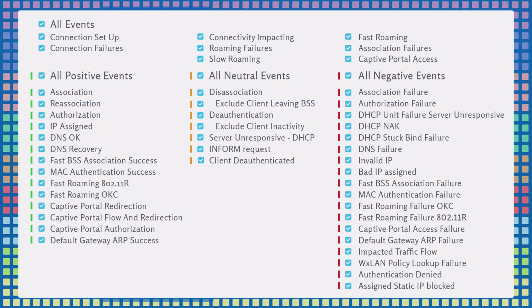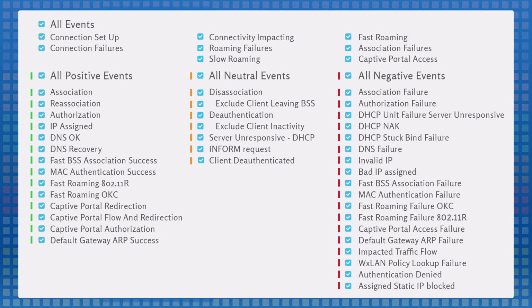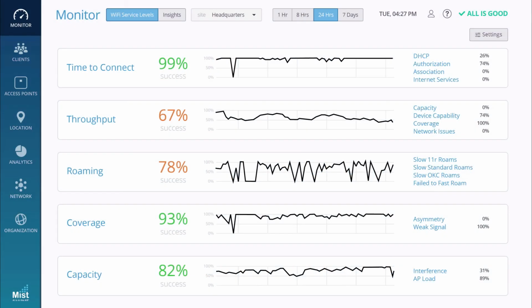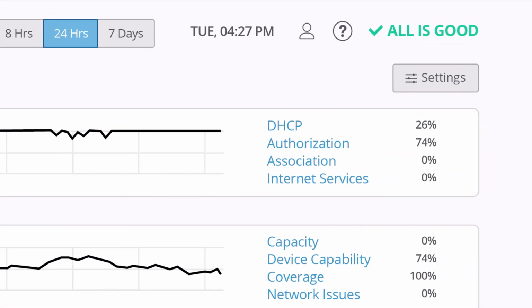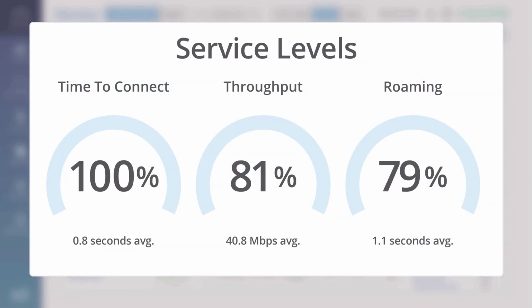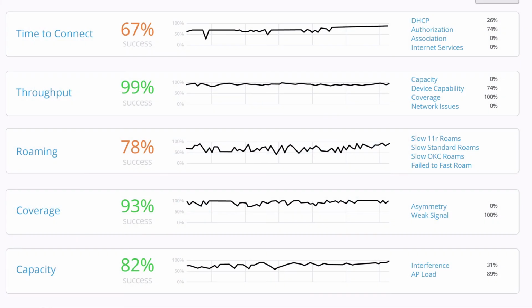These user insights have actually been there all along. Myst is the first to liberate this data from wireless chipsets and legacy architectures. With Myst, Wi-Fi is finally predictable, reliable, and measurable. Set, monitor, and enforce service levels based on what's right for your users, not on arbitrary vendor metrics. Track thresholds to ensure service levels are being met in real time and trending in a positive direction.